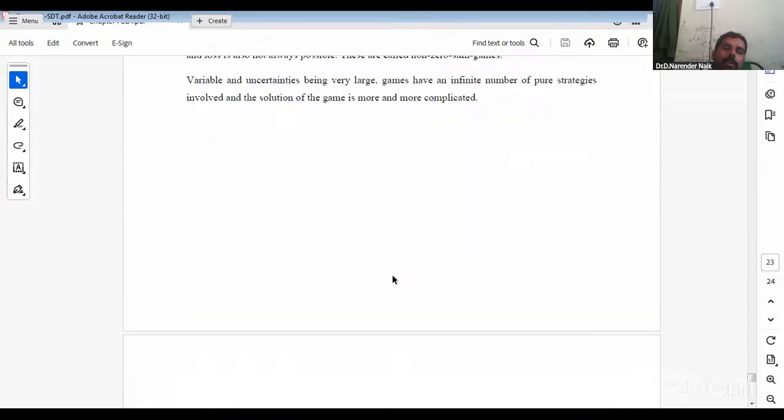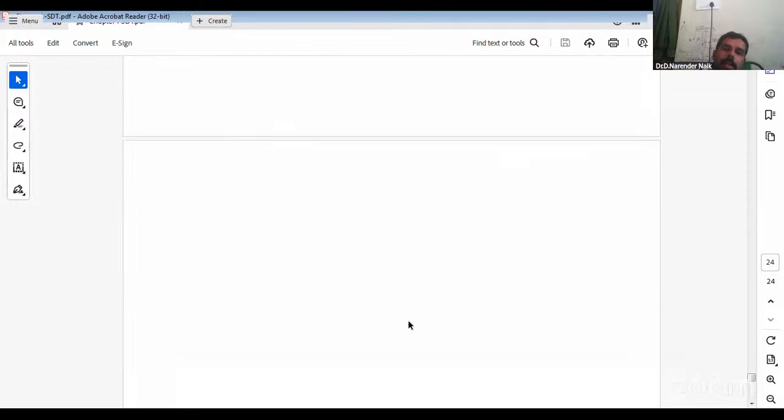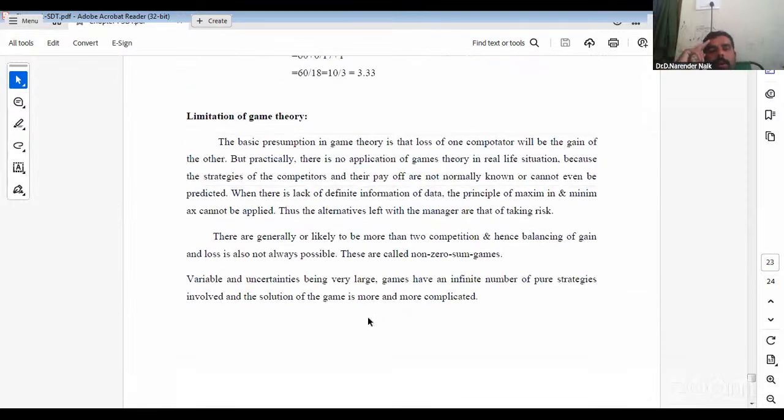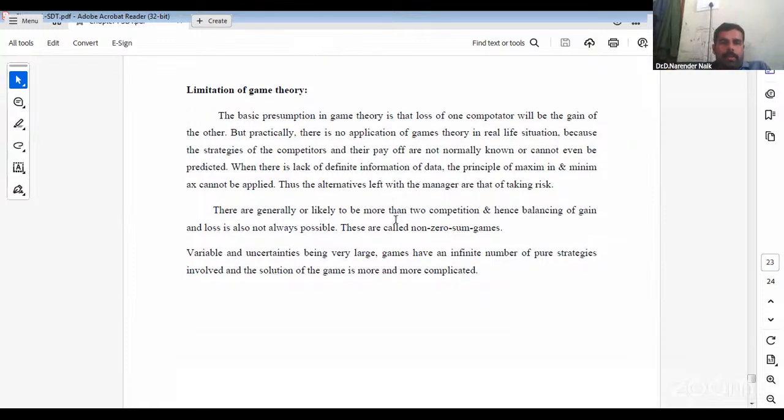Now the limitations of game theory. Limitations are nothing but disadvantages. Even though advantages are there in any problem, there will be disadvantages also. The basic presumption in game theory is that the loss of one competitor will be the gain of the other. But practically, there is little application of game theory in real life situations because the strategies of the competitors and their payoffs are not normally known or cannot even be predicted.